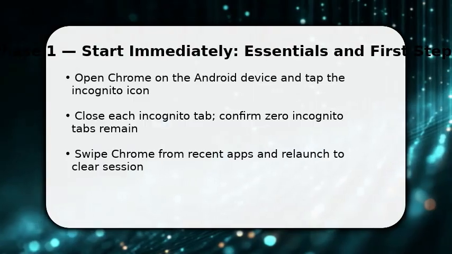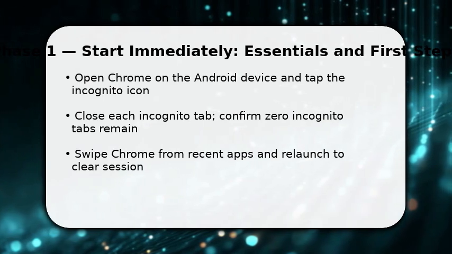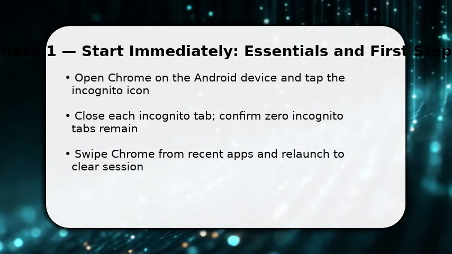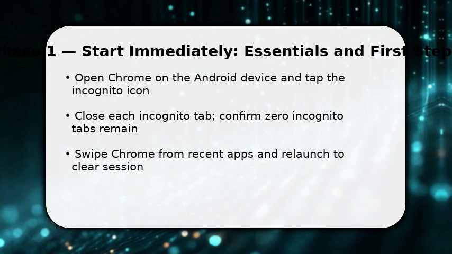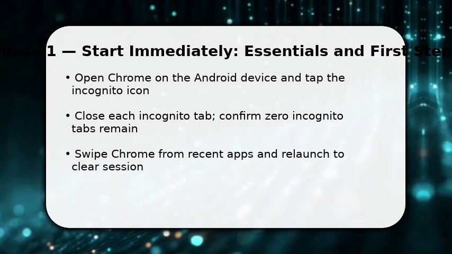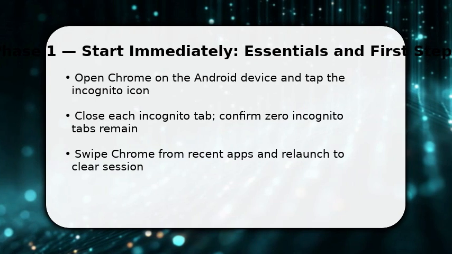You start by removing the active Incognito session. Open Chrome, tap the Incognito hat icon to list private tabs, then close each tab one by one. This ends the current private session.